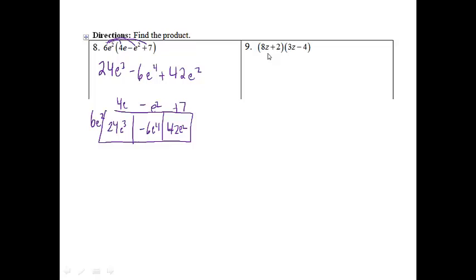All right, number 9. Again, I'll start with my arrows. I'll take the 8z times both parts, and then I'll take the 2 times both parts. So 8z times 3z is 24z squared, and then 8z times negative 4 will be negative 32z, and then positive 2 times 3z will be positive 6z squared, and then 2 times negative 4 will be negative 8. And then if I combine like terms, I'll get 24z squared.